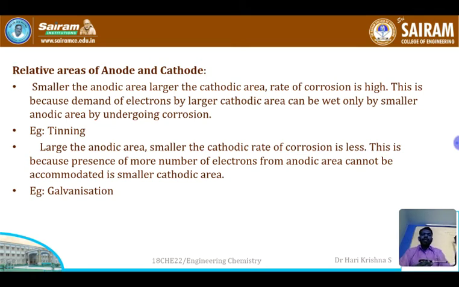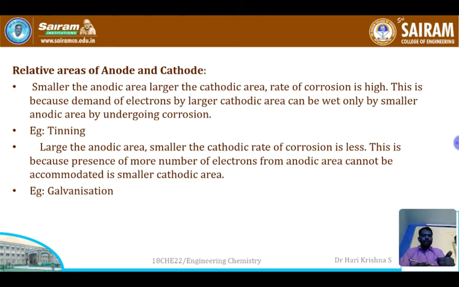Coating tin on the surface of iron and steel articles is called tinning. In tinning, this type of coating is given. Next, the other case: the larger the anodic area and the smaller the cathodic area, the lower the rate of corrosion. The cathodic area can accommodate only 100 electrons, but since the anodic area is very large, at a time it is giving 1000 electrons.